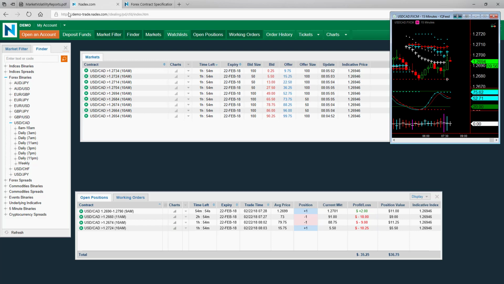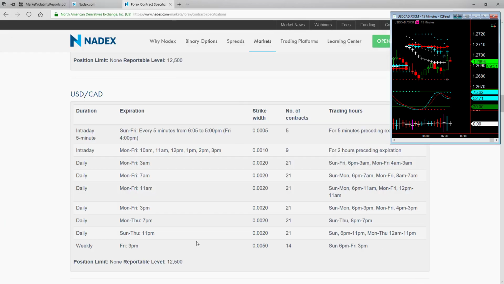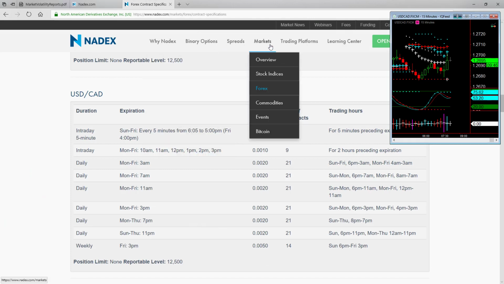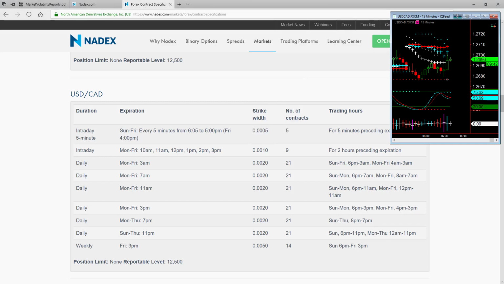Now, the other thing, I know I've had a lot of questions about the strike width on the Forex pairs. And if you go to Nadex Markets and then go to contract specifications, it will identify exactly what the strike width is. In other words, for the 2-hour binaries, the strike width is 10 pips, 20 pips on the daily, okay? If you're using weeklies, it's 50 pips. And they have these on all of the markets, okay?